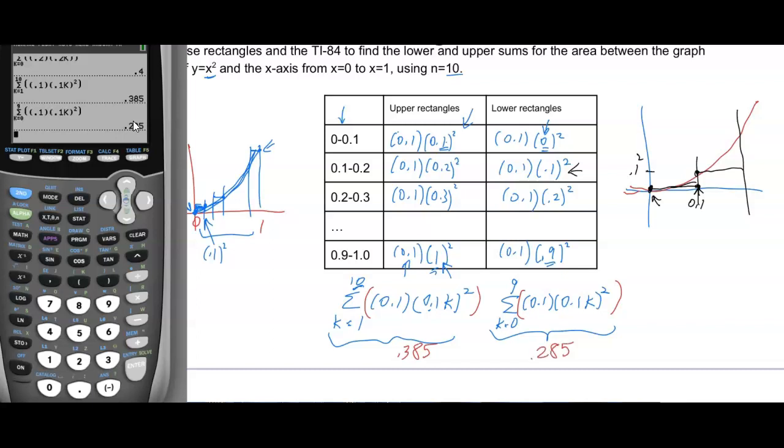Okay. We don't know what the real value is yet, and we can't calculate it using math that we have learned up until this point. We're going to use calculus to calculate the correct answer, but we know that the correct answer is between 0.285 and 0.385. Okay, so that's it for this part of the video.